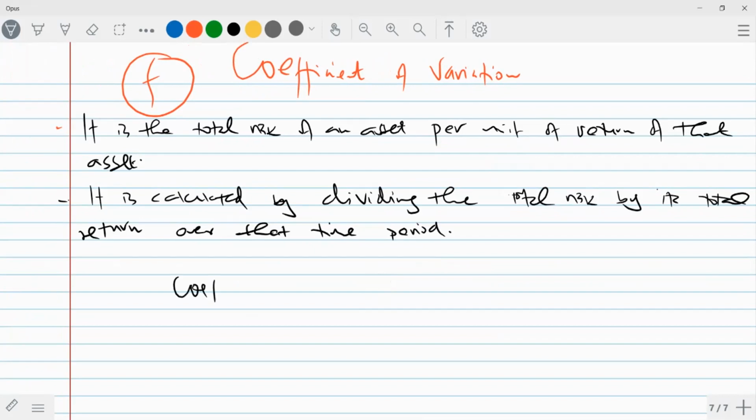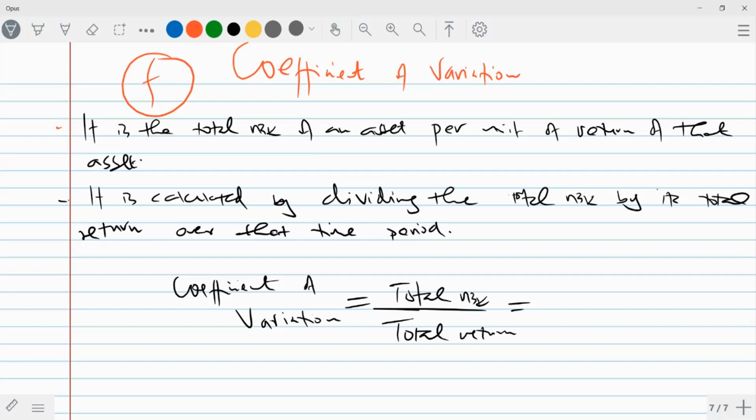So we just want to extract the formula. We divide total risk by total return. Total risk is measured by standard deviation, so we divide the standard deviation by the mean return. Simple as that. That's how we measure the coefficient of variation: total risk divided by total return, or the mean return. Maybe this term can be confusing, so let me remove it. Simply, it's risk divided by the mean return. So we have the formula.